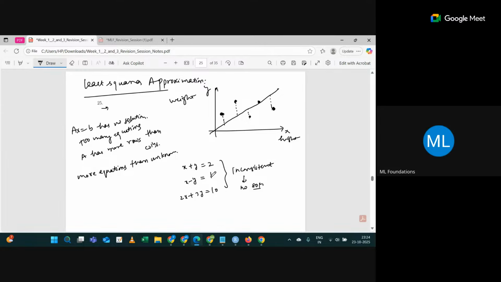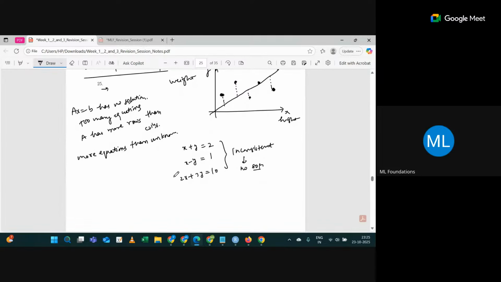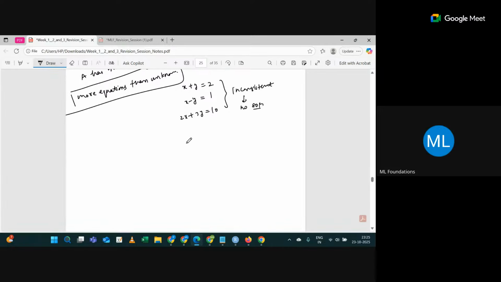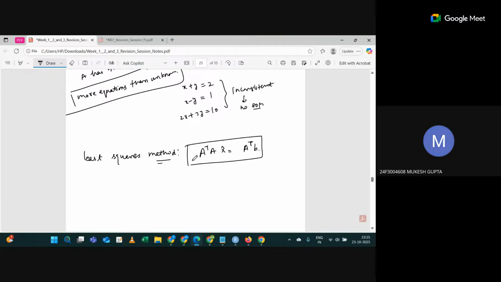Okay, is this clear? Why more equations than unknowns? Yes, sir. So in case of linear approximation, I will quickly jump to the least square approximation. In the least square method, what do we have to solve? We have to solve A transpose A x hat equal to A transpose B. Okay, is this clear? Yes, sir.